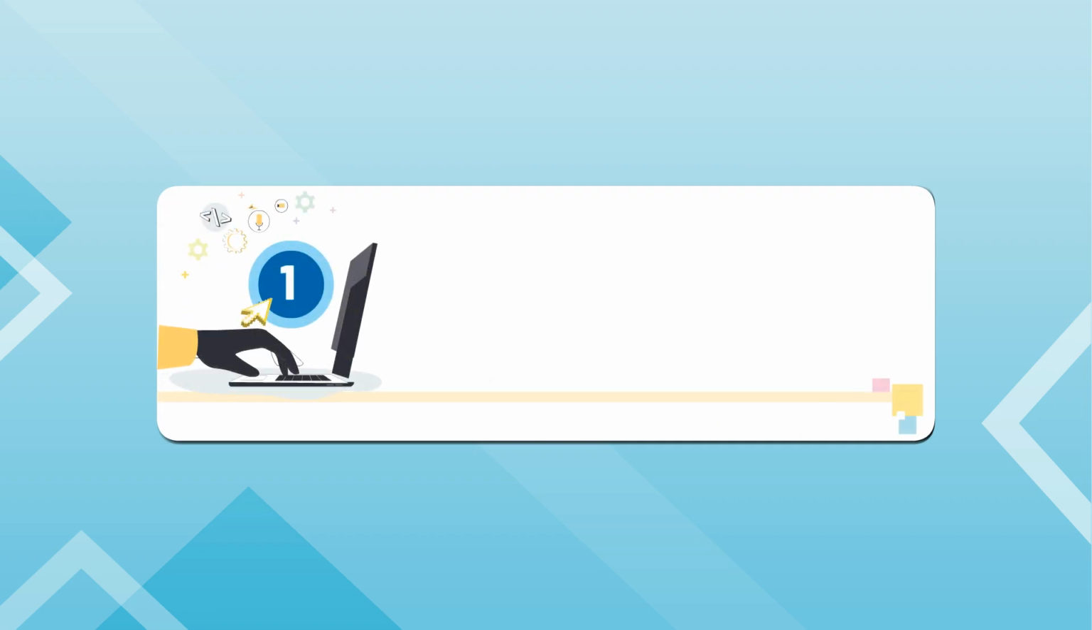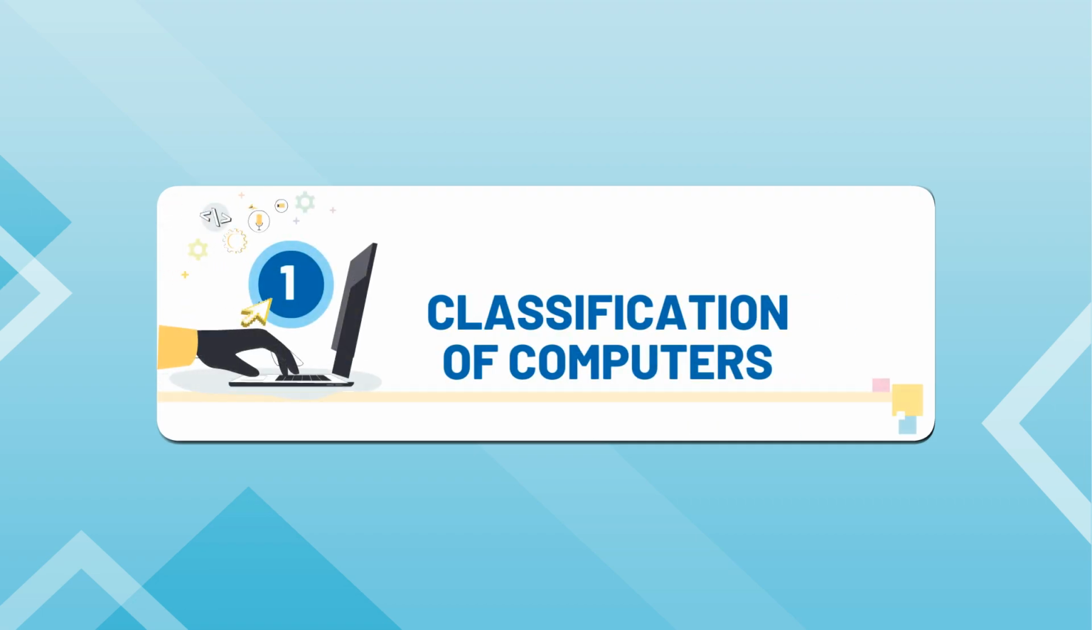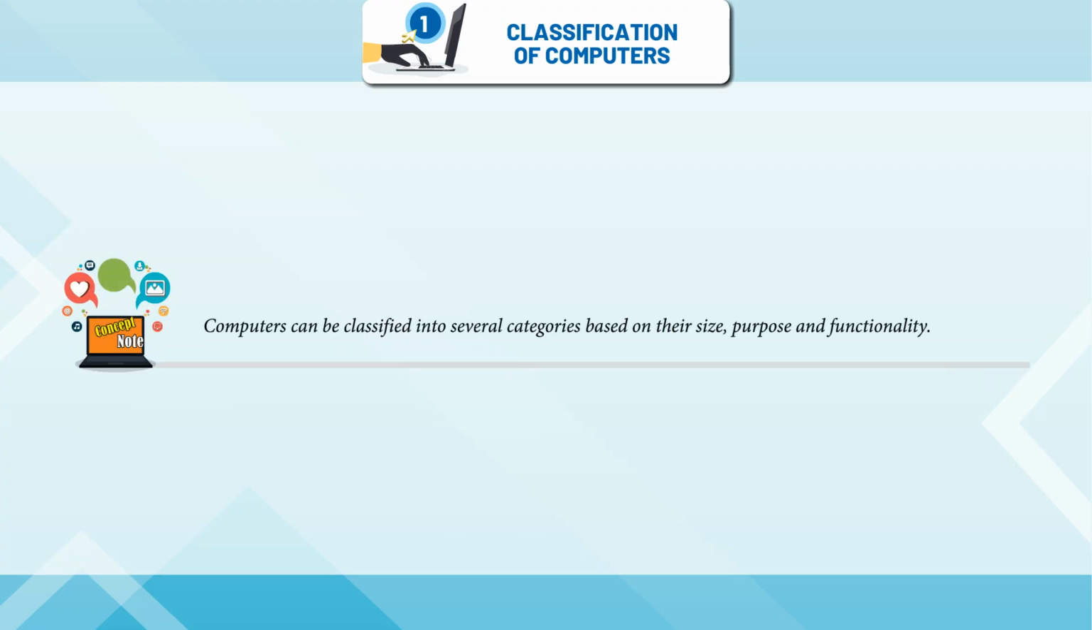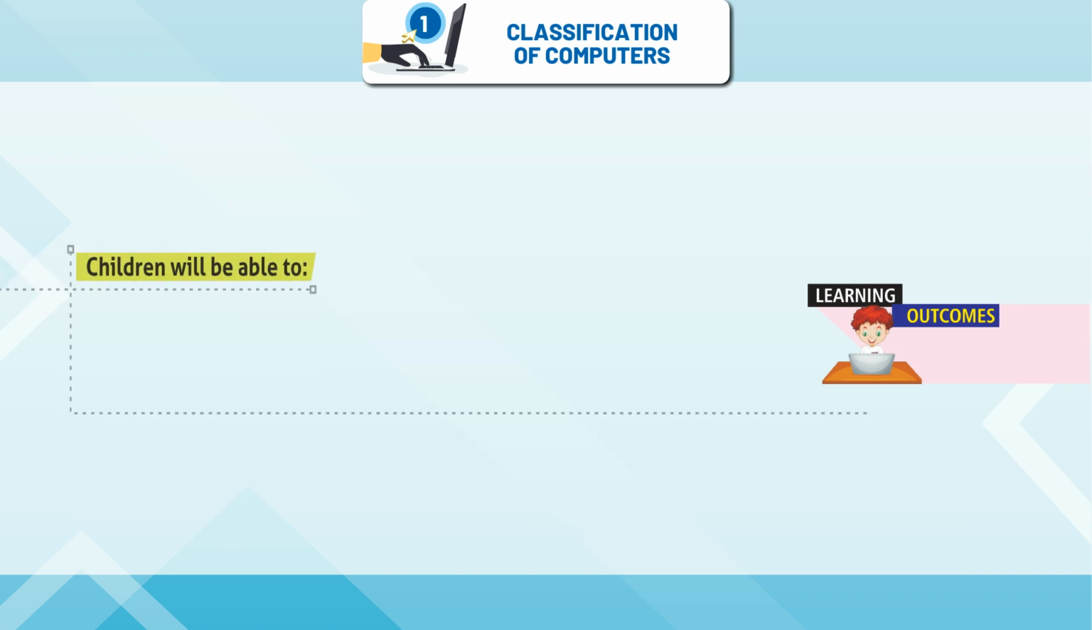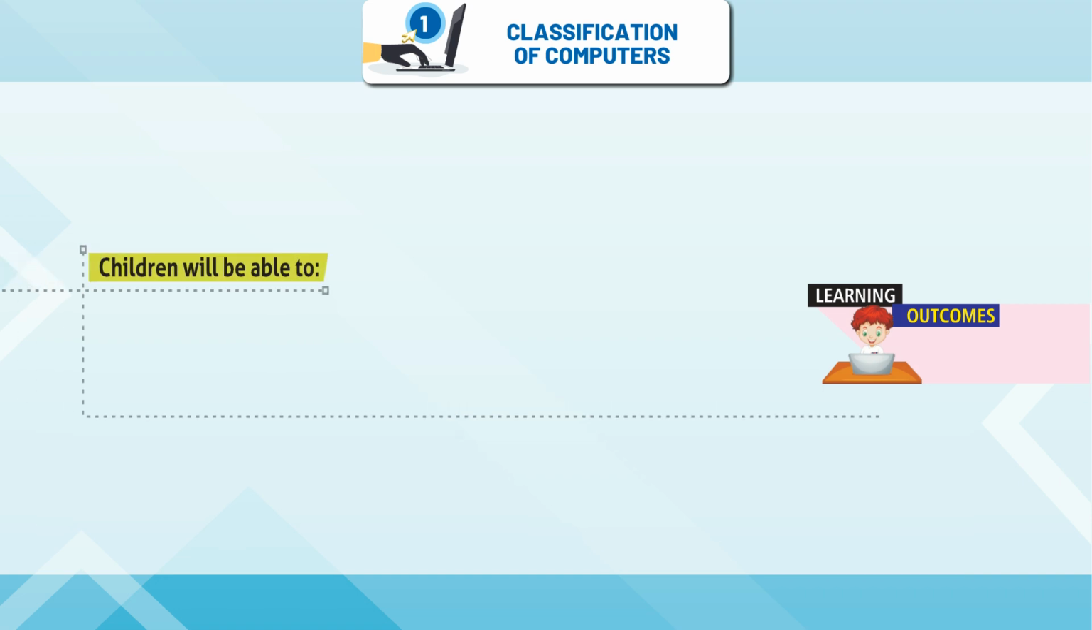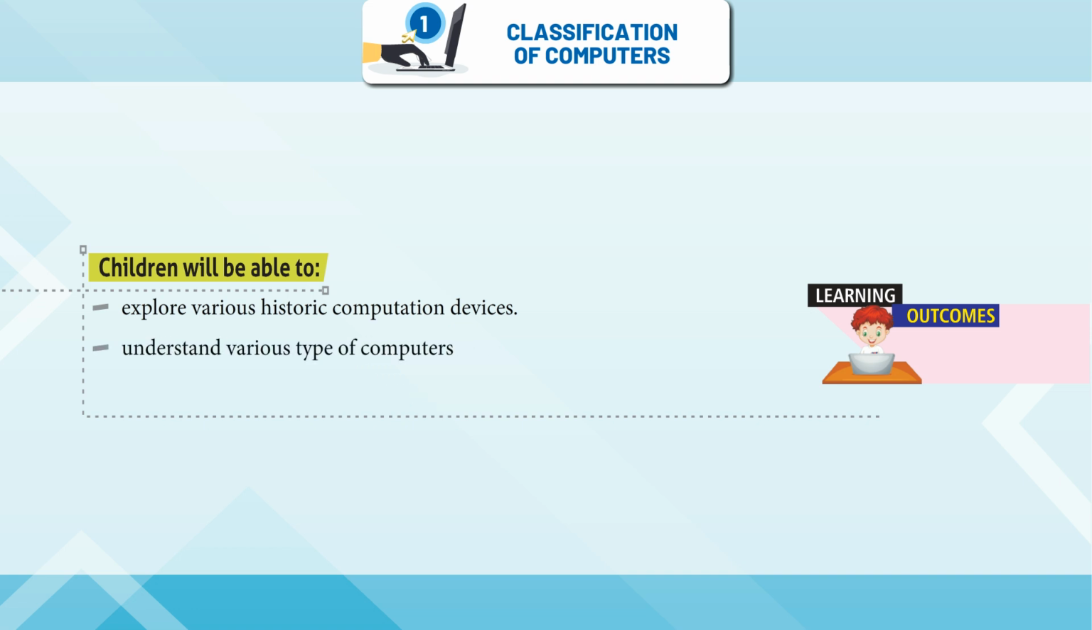Chapter 1: Classification of Computers. Concept note: computers can be classified into several categories based on their size, purpose, and functionality. Learning outcomes: children will be able to explore various historic computation devices and understand various types of computers.